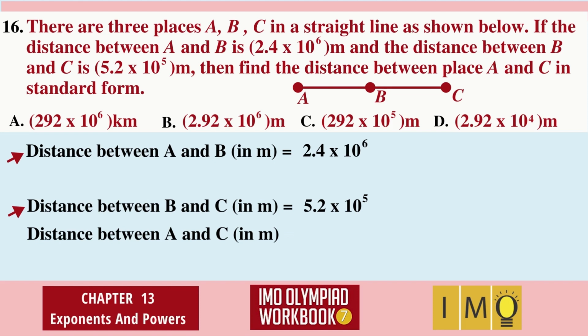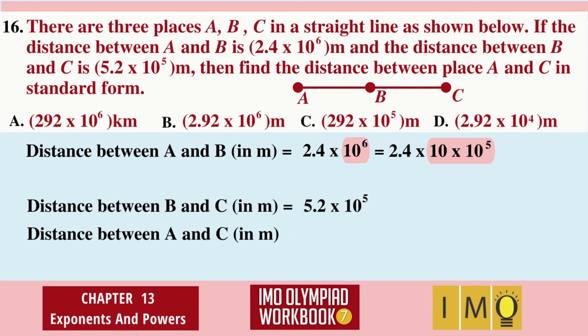carefully here is that one distance is given as a product with 10 to the power of 6 and the other distance is given with a product of 10 to the power of 5. In this case, it would be easier if both the exponents are same. Now let's take the distance between A and B. 2.4 into 10 to the power of 6. This 10 to the power of 6 can be written as 10 into 10 to the power of 5.